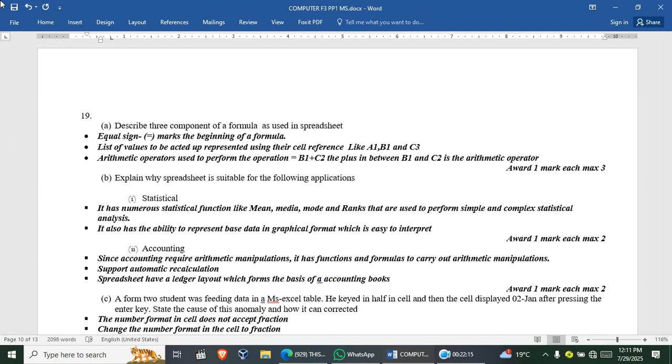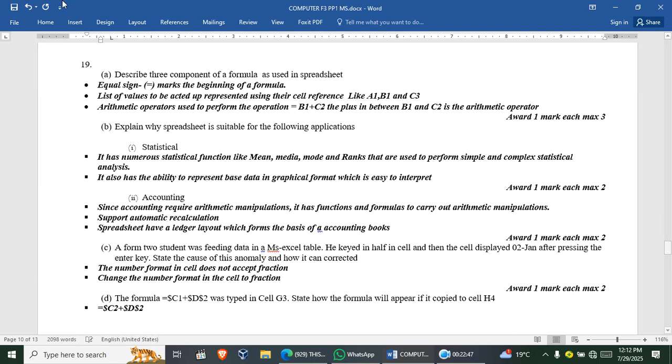Question number 19. Describe 3 components of a formula as used in a spreadsheet. When you write a formula, it must start with an equal sign. A formula must have the operands and then the operator. The operator is the sign like plus, minus, division. The operands, in this case, are B1 and C2. So we usually have the equal sign, list of values or operands, and then the operator, or the sign for the operation done. Is it addition, multiplication, subtraction, or division?